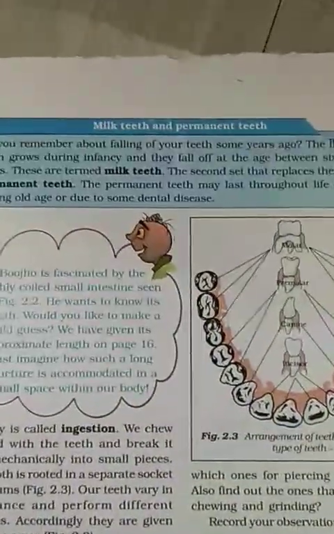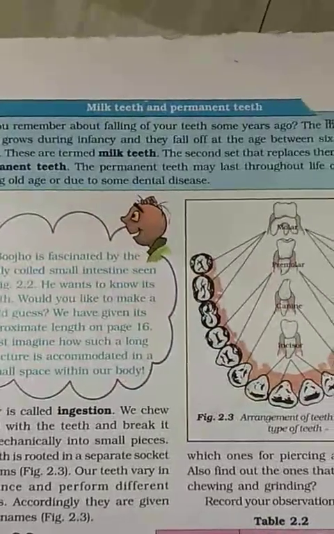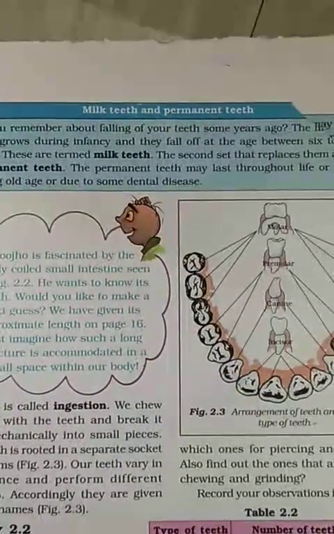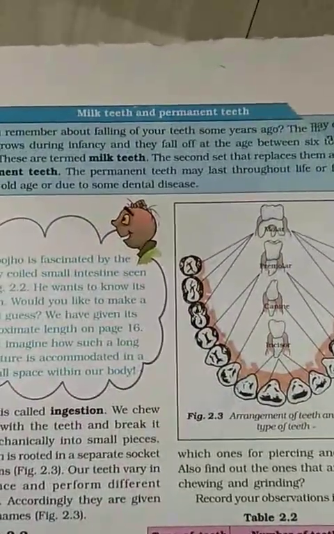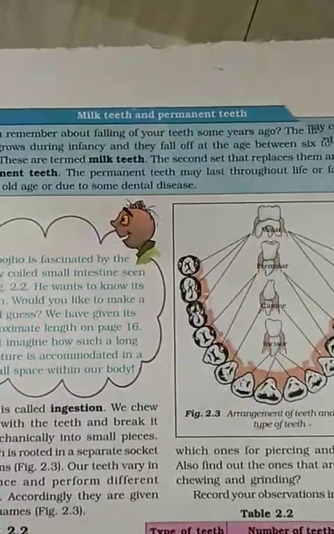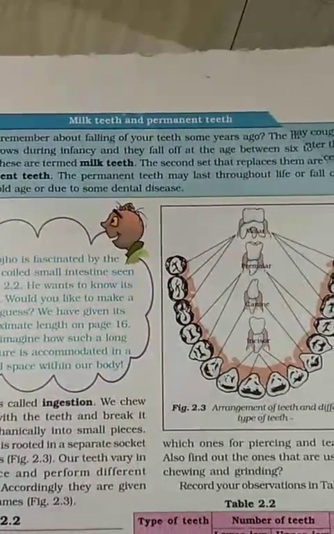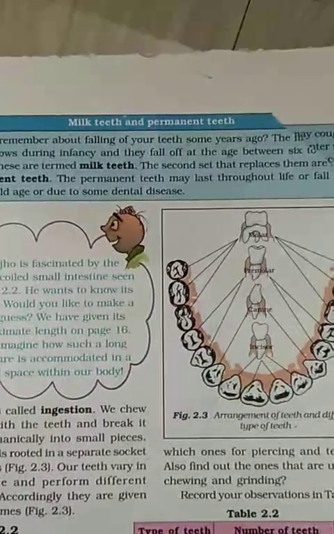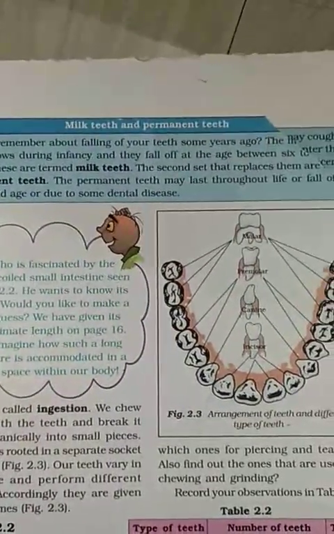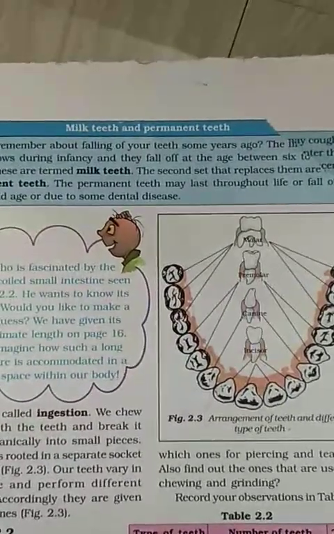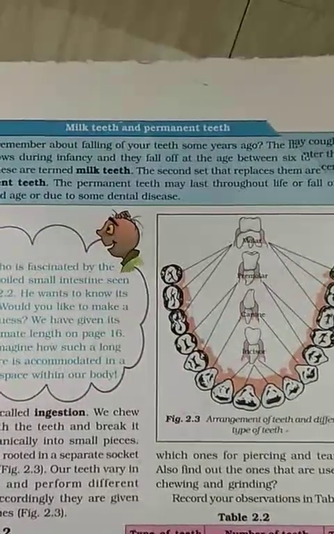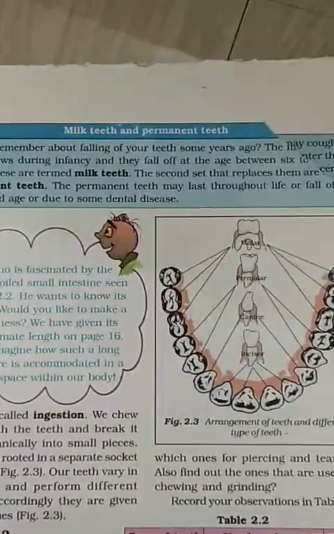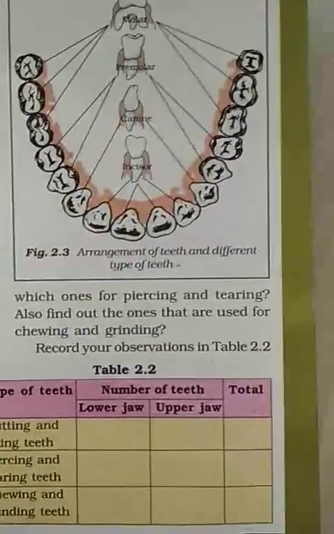Now we will see the milk teeth and the permanent teeth. We all have faced the phase of falling teeth some years ago, or you may be facing this now also. What are those fallen teeth known as? They are termed as the milk teeth, and in the place of the milk teeth another set of teeth comes, and these teeth are known as permanent teeth. The permanent teeth may last throughout life or fall off during old age or due to some dental diseases.